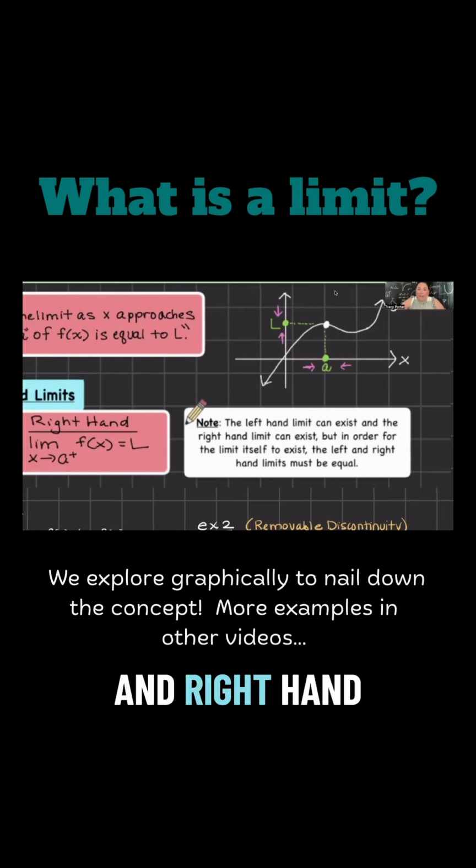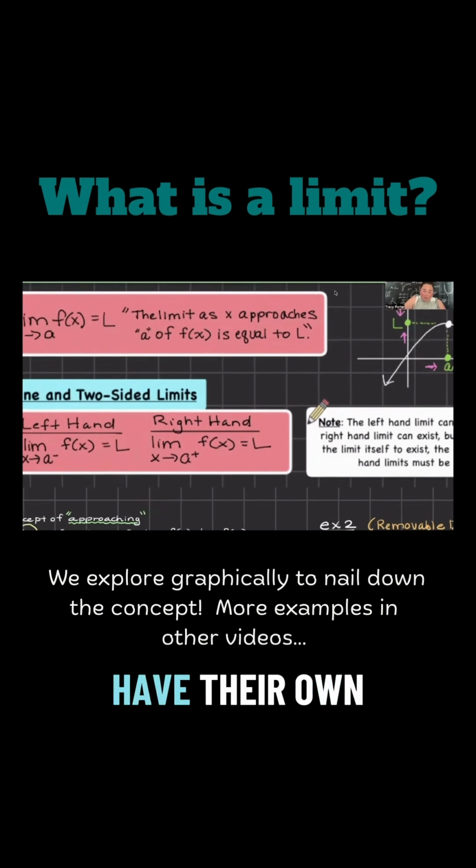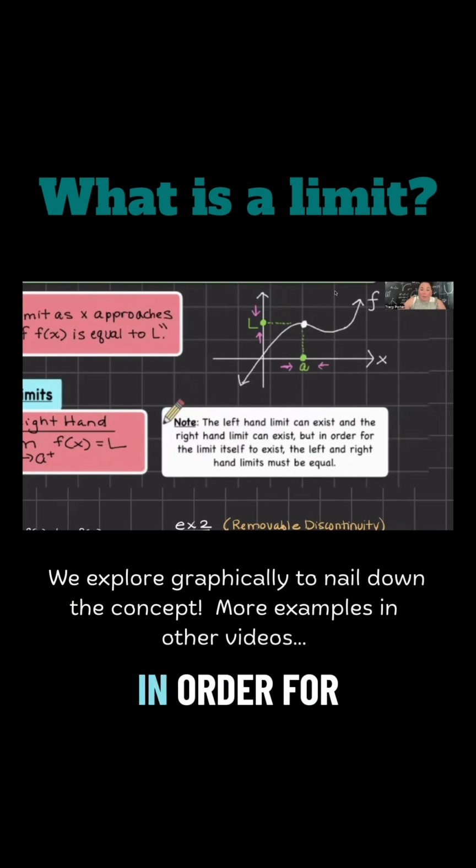Now, a left- and right-hand limit can both have their own values, so they're not always equal to the same number. This could exist and have a value, and this could exist and have a value. But the note here says that in order for the actual limit to exist, those two values need to be the same.